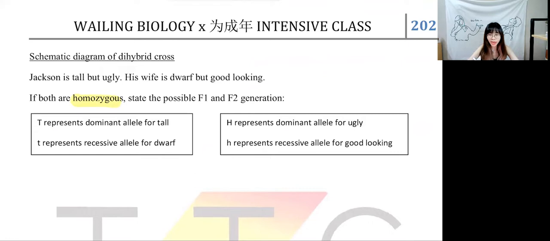State the possible F1 and F2 generation. Okay, now what is F1 and F2? Again, F1 is the son. F2 is the grandson. Okay, it's called F1, F2.